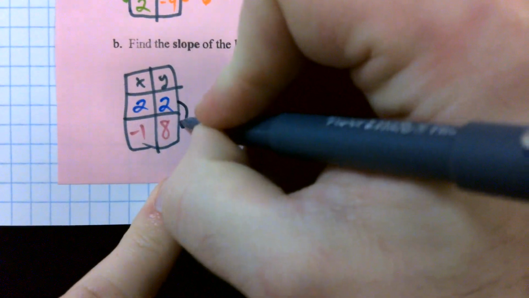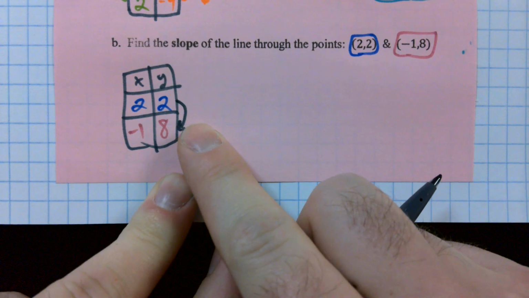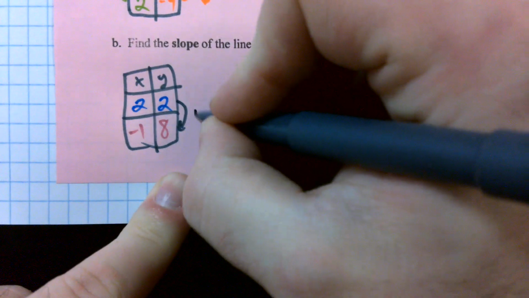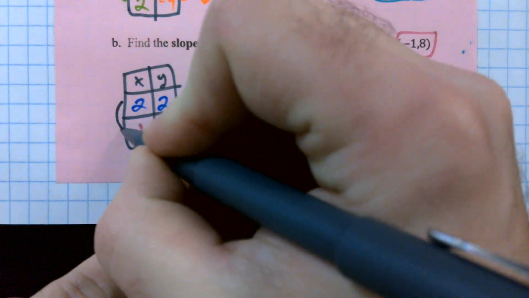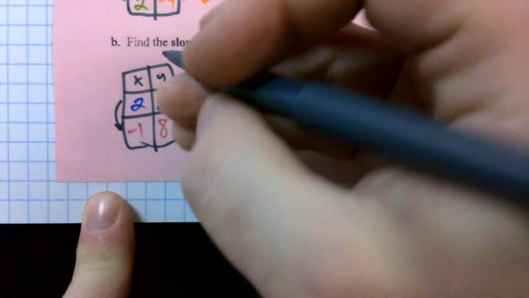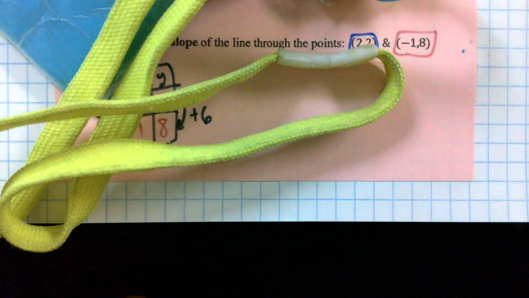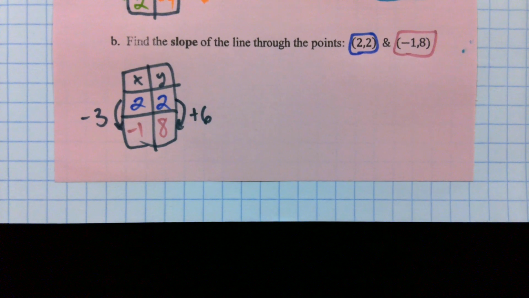Now I can do my arrows. My change in y from 2 to 8 would be what? Plus 6. How about from 2 to negative 1? Minus 3. That'd be minus 3. Right? From 2 to negative 1. I thought it was a 4 because 2 times 4 is 8, or 2 divided by 8. Or 8 divided by 2. That's why I got this. Where did you get 8 divided by 2?